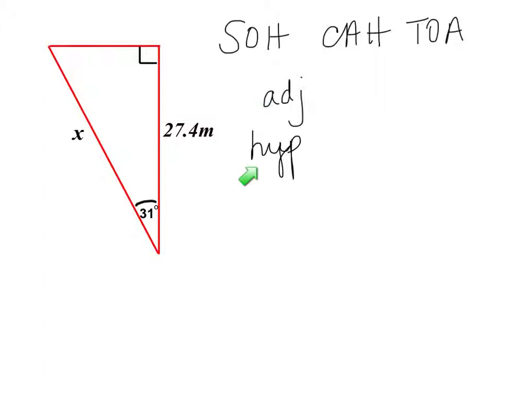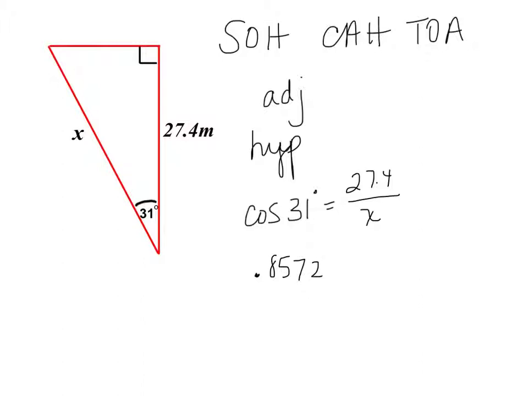Well, what has adjacent and hypotenuse? Cosine. So the cosine of 31 degrees is equal to, again, here's my ratio, adjacent over hypotenuse. Adjacent is 27.4 divided by x. Go ahead and find the cosine of 31. That is 0.8572, equal to 27.4 over x. Go ahead and put that over 1 to do your proportion. Going to multiply these two.